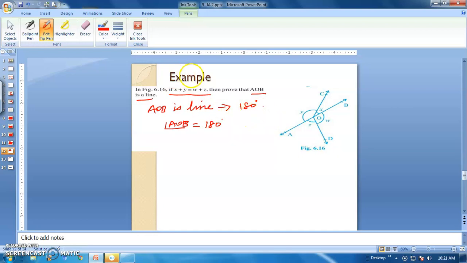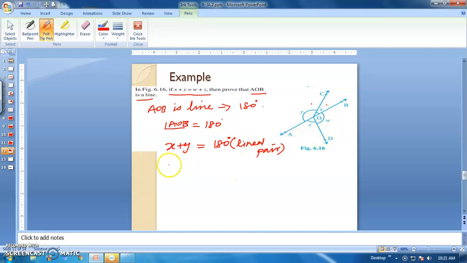Okay, now x plus y equal to w plus z is given here. So from the diagram, what about x plus y here? So x plus y is definitely 180 degree, because AOB is a straight line and this is divided into two parts, x and y. So they are a linear pair. So in brackets, linear pair of angles. You should write the reason, okay, in each line.